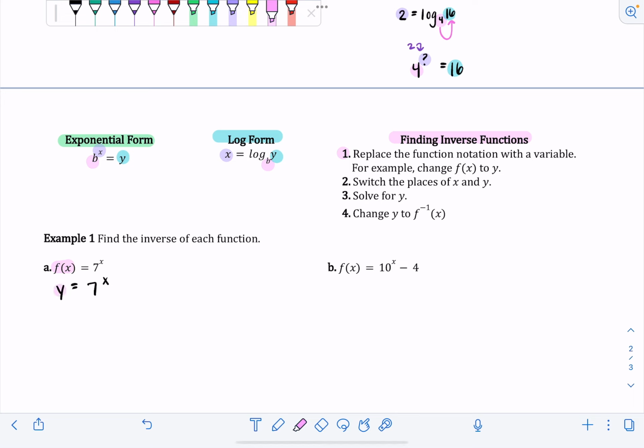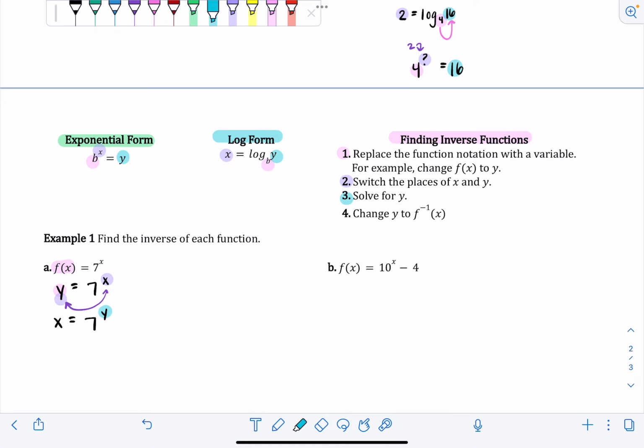So we did step 1. Step 2, switch the places of x and y. So we switch x and then we switch y. So then it would become x equals 7 to the y power. And then step 3 is to solve for y. So we're trying to get y by itself.